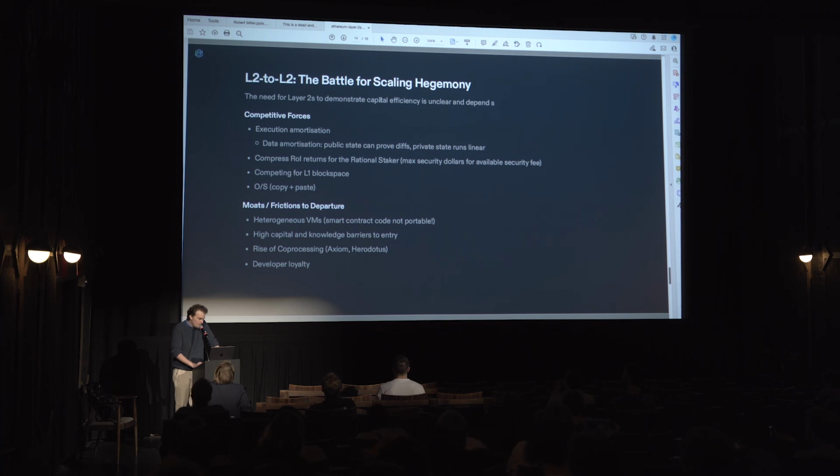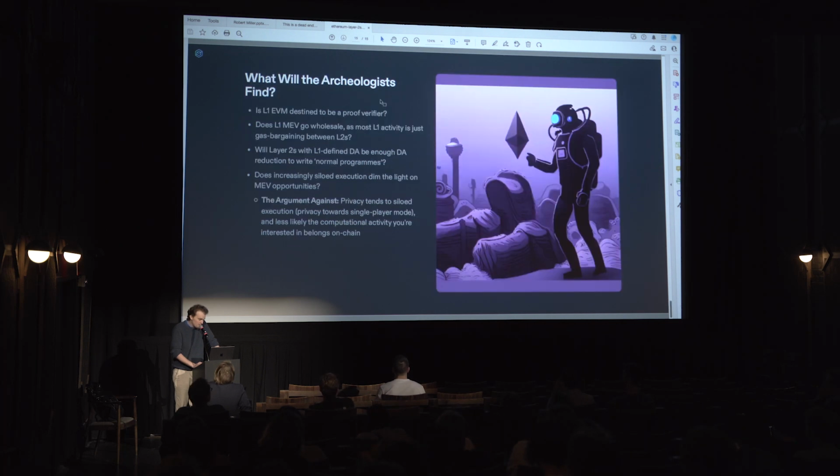Given time, I'm going to skip over this. A final thought: what are the crypto digital archaeologists going to find? Is the layer one EVM, not a wreck on the ocean bed, but only relegated now to verifying proofs? That's one possible endgame for that. Does layer one MEV actually become more like a wholesale market, where all the interesting MEV travels down into the lower layers? Interested to have some conversations with all the MEV folks here afterwards to hear about that.